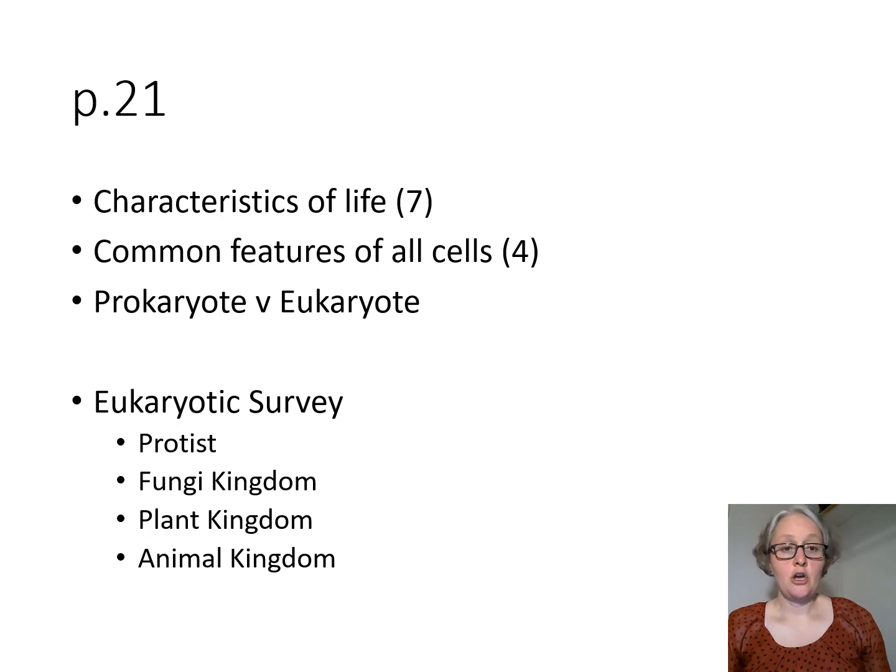On page 21, we went through some materials that should be familiar from lecture. You should know the 7 characteristics of life, the 4 features that all cells have in common, and you should be able to differentiate between prokaryotic and eukaryotic cells. With eukaryotic cells, we then took a survey through protists, fungi, plants, and animals.